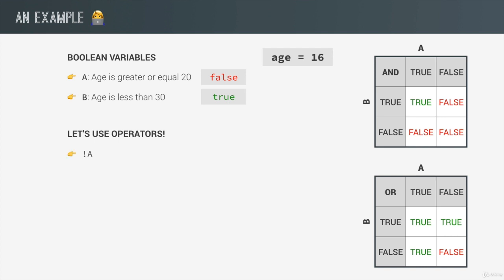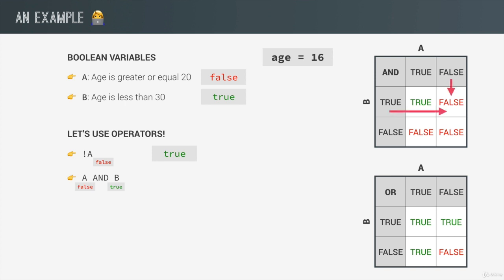So not A. And we know right now that A is false, right? So the result of not A, as we just learned, is true, because all it does is to invert the logical value of the variable. Next one, we have A and B. And we already know that A is false and B is true. So I'm just putting these values here again to make it a bit easier to follow. Okay? So we have basically false and true.